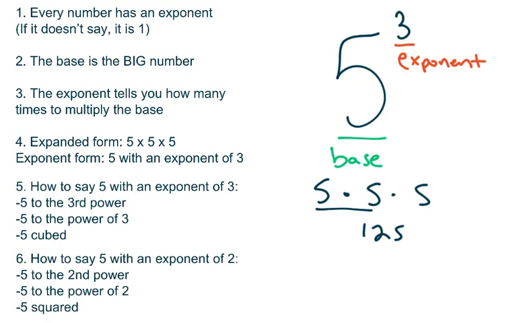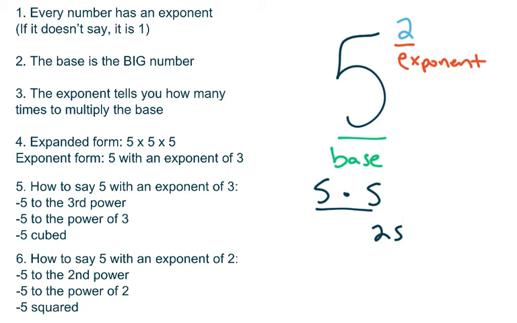And then just to recap, I'll go ahead and change this to a 2, and we'll take out one of these 5s, and you have the same thing here, how to say 5 with an exponent of 2. You could say 5 to the second power, 5 to the power of 2, or you could say 5 squared.